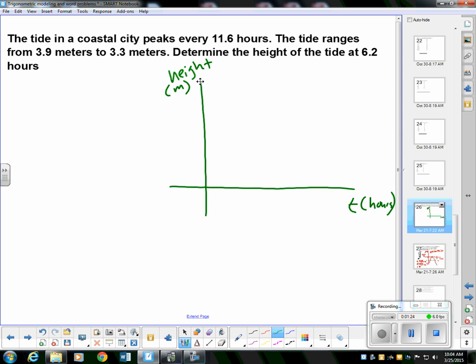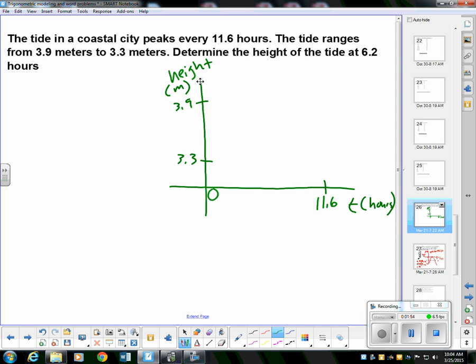Okay? Now, if I look up here, I know a couple things. I know that the tide peaks every 11.6 hours. So we can logically assume that we want to begin our graph at 0 hours and end our graph at 11.6 hours. We also know that the tide has a peak of 3.9 meters and it has a trough or a low point at 3.3 meters.